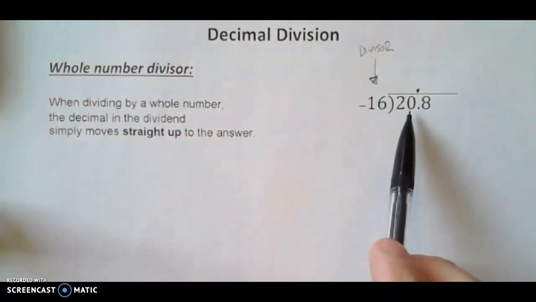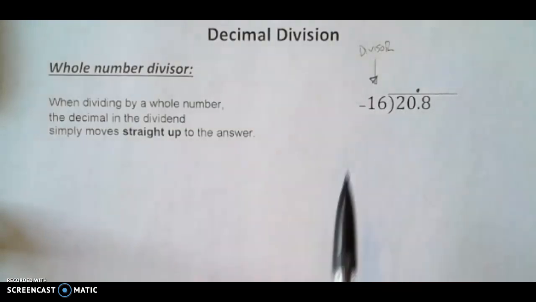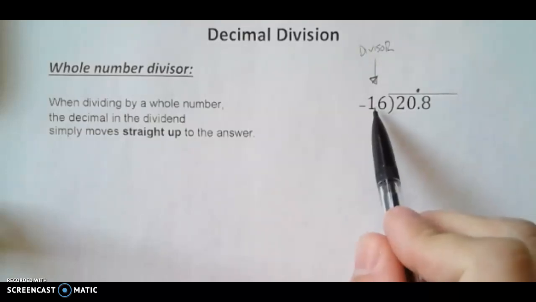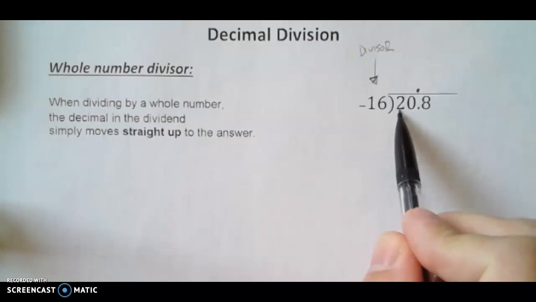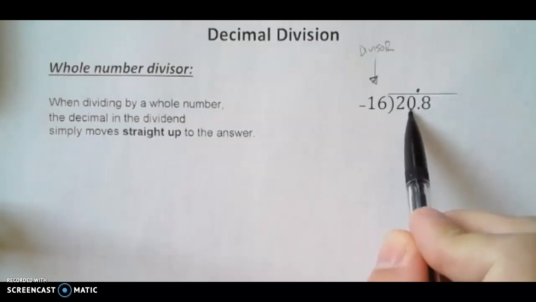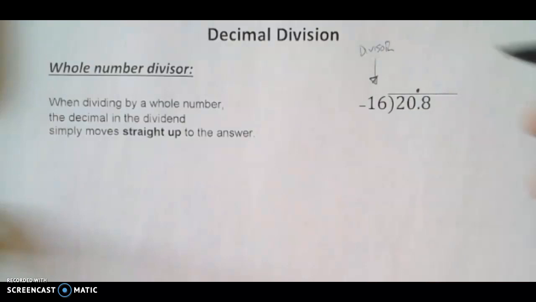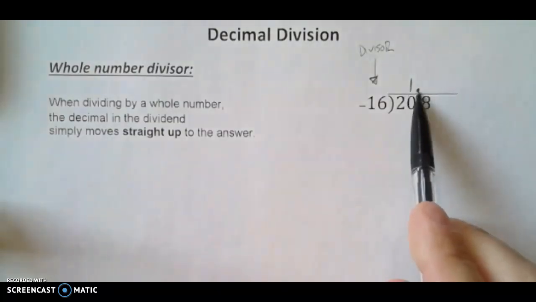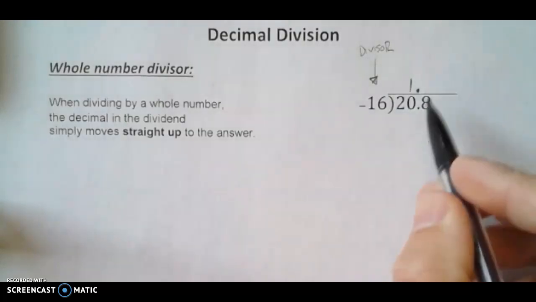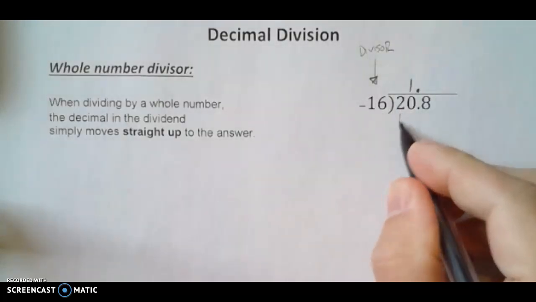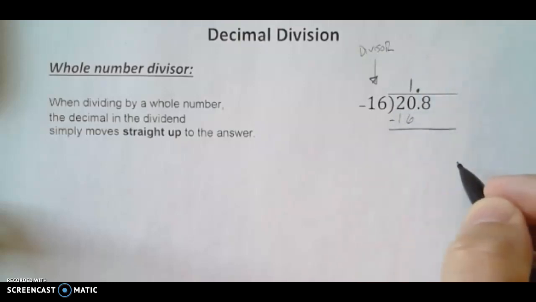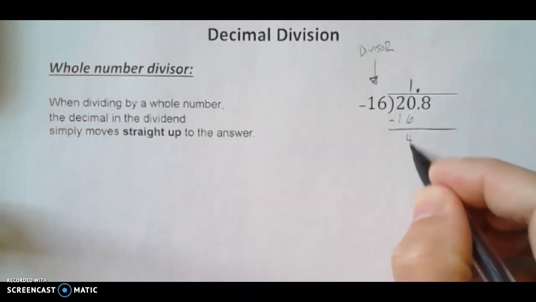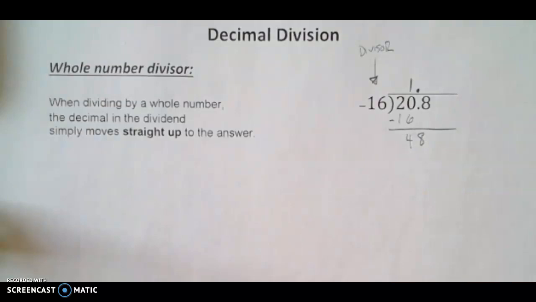Now, I have a positive number. I'm dividing by a negative. I know my answer is going to be negative, so I'll just worry about that negative sign at the end. For now, I'm just going to focus on the numbers. 16 doesn't go into 2, but it will go into 20 one time. So above the 0 in the 20, I'm going to put my 1. Okay, so I know I'm going to have 1 and something here. Now I'm going to multiply 1 by 16, that's 16. And when I subtract, 20 minus 16 is 4. And now I bring the 8 straight down.